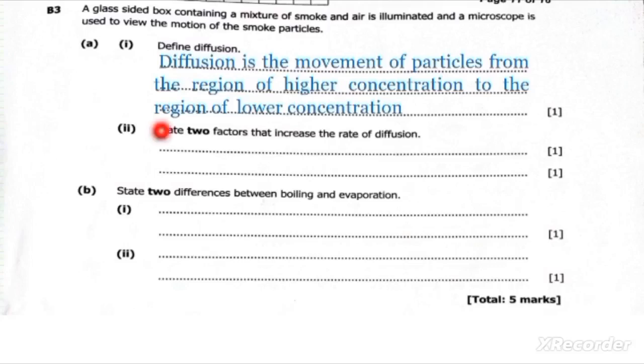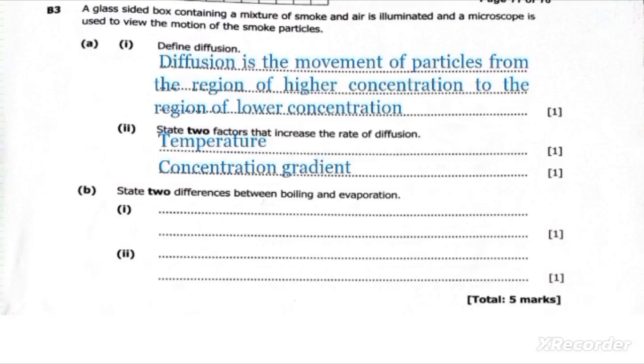We move to the next question. Roman numeral 2 states 2 factors that increase the rate of diffusion. Here are the 2 factors that increase the rate of diffusion. Number 1, we have temperature. The higher the temperature, the higher the rate of diffusion. Number 2, we have concentration gradient. An increase in concentration gradient increases the rate of diffusion. So we have answered question 2.